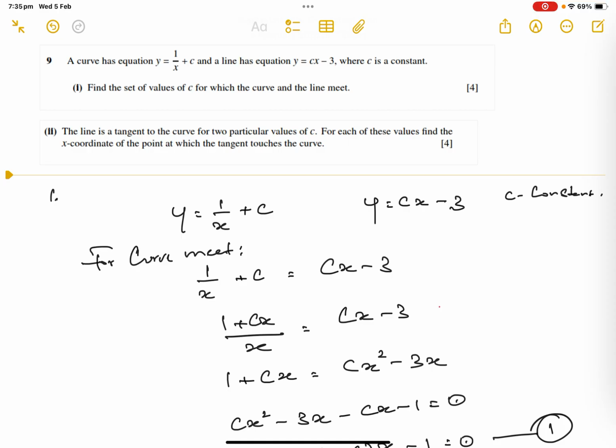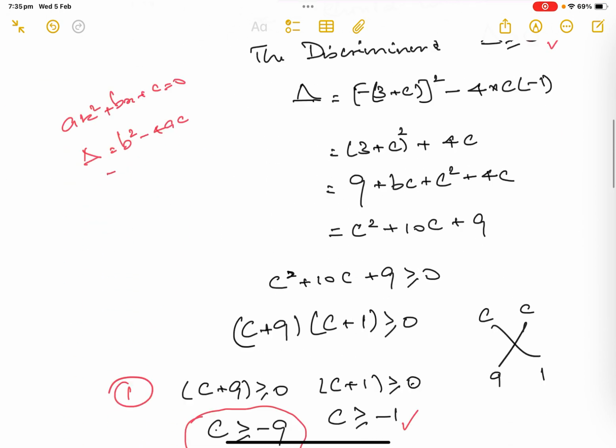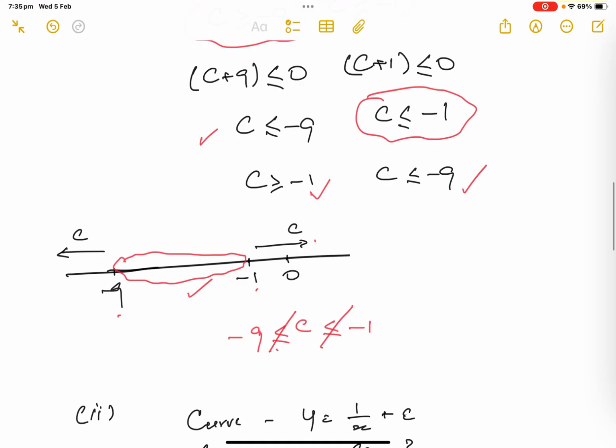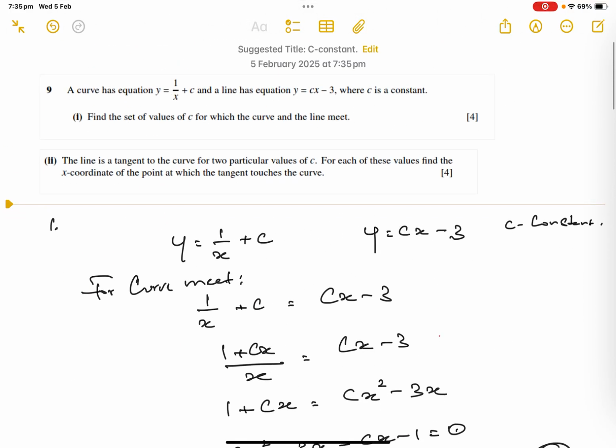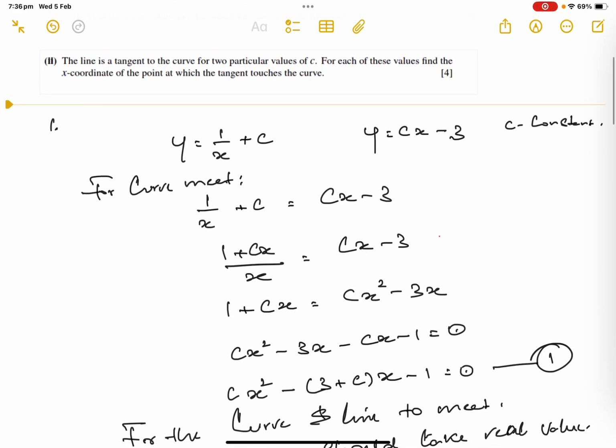Okay, part 2. The line is a tangent to the curve for two particular values of c. So we actually have just ranges of values: one greater than minus 1, one less than minus 9. So it's not two values, it's two ranges of values. For each of these particular values of c, find the x-coordinate of the point at which the tangent touches the curve.